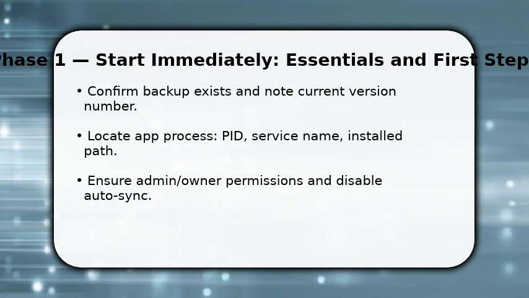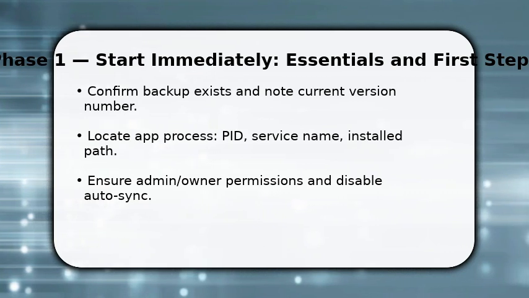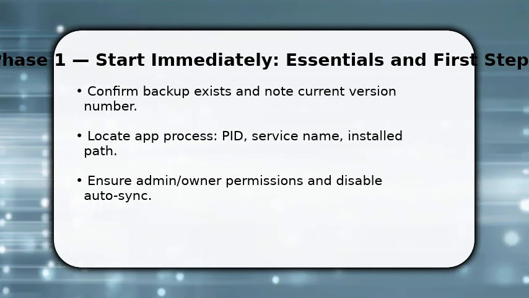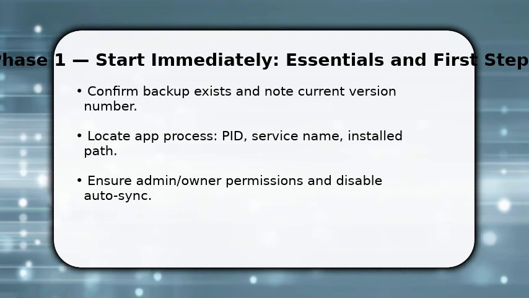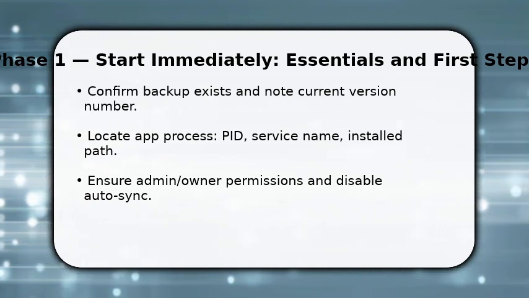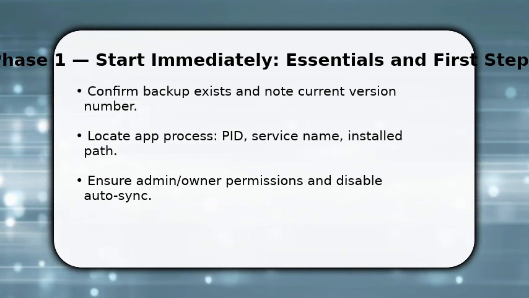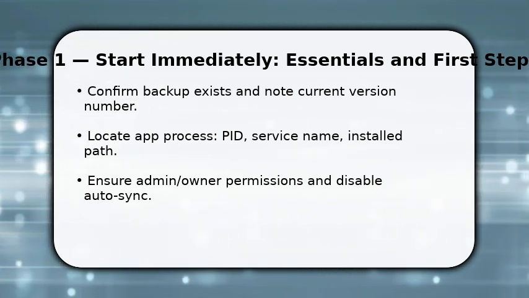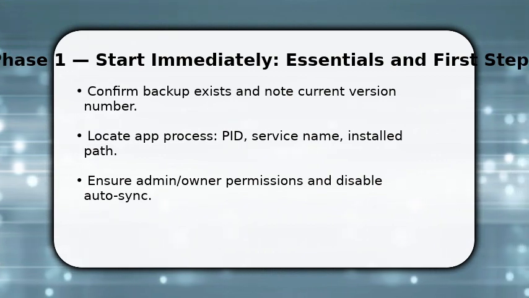Once done, verify you have admin or app owner permissions and temporarily disable autosync and network access to prevent state changes. These steps let you act without surprise. Make sure you document each value and location before progressing to active intervention.